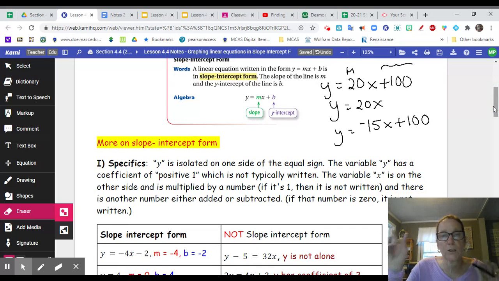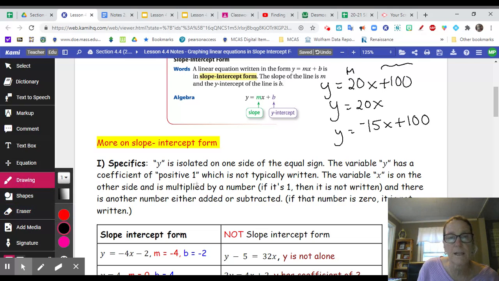So what do we mean by slope-intercept format? Okay, we mean y, the output variable, is isolated on one side of the equal sign. The variable y has a coefficient of positive 1. So notice no negative signs here. We can't have a negative sign. And that 1 is never written in. The variable x is on the other side of the equal sign and will be multiplied by a number. So negative 15, 20, 20.